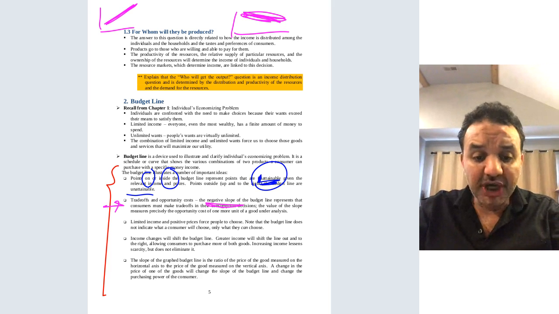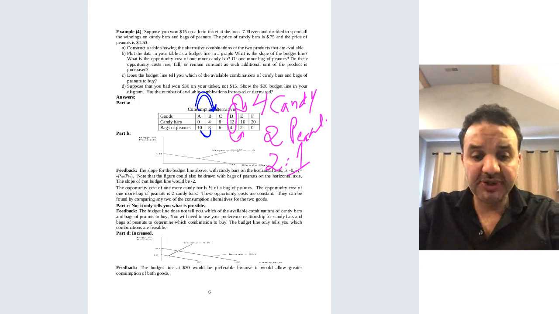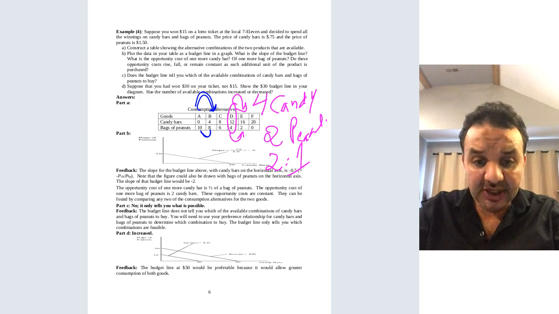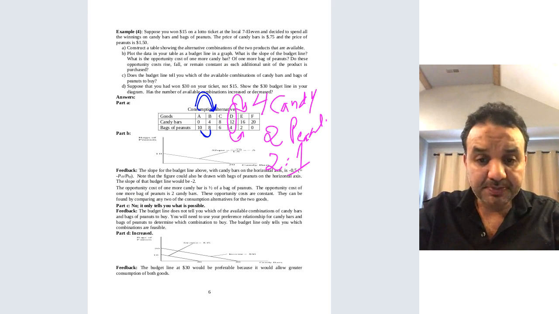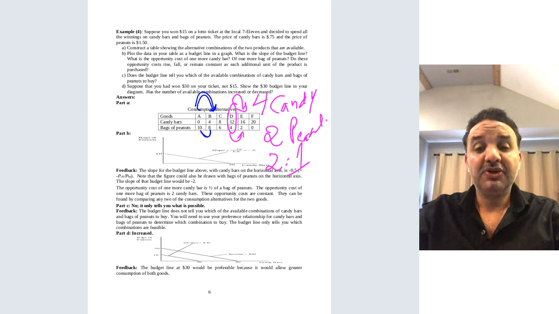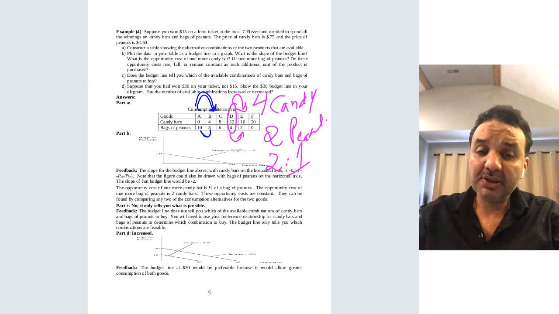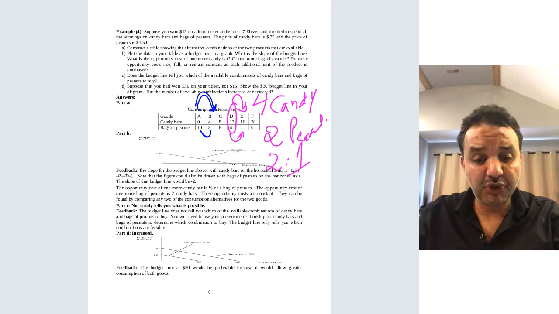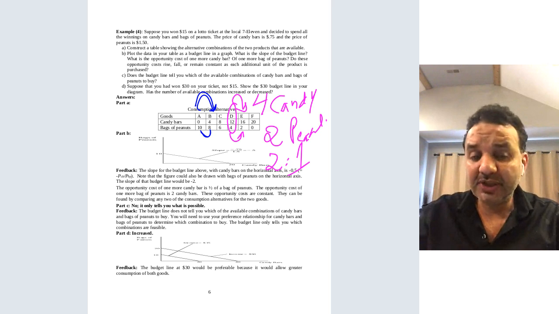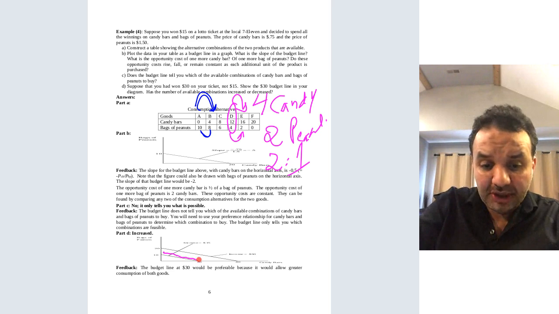Okay, income changes will shift the budget line. Let's see what I mean by this with an example. Let's see part D. Suppose that you had won $30 on your ticket, not $15. So now your budget is doubled. What does this mean? This means you have more choices. How can I draw this on the XY axis? This is your old budget line.